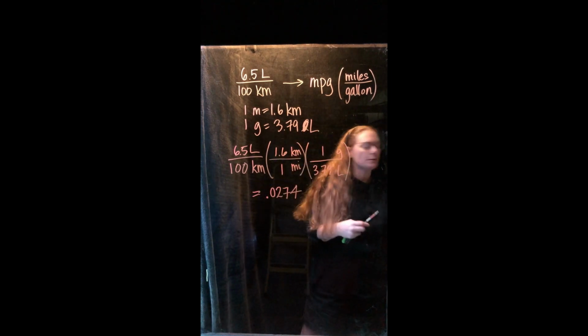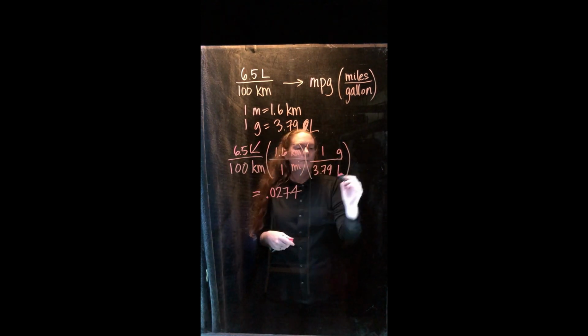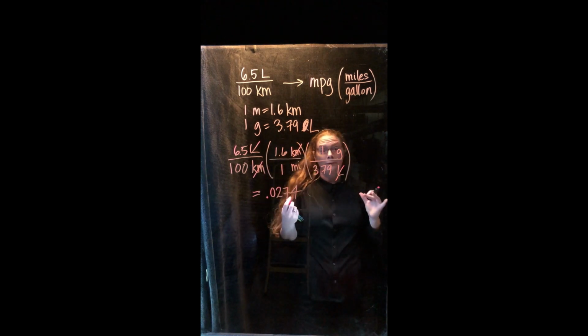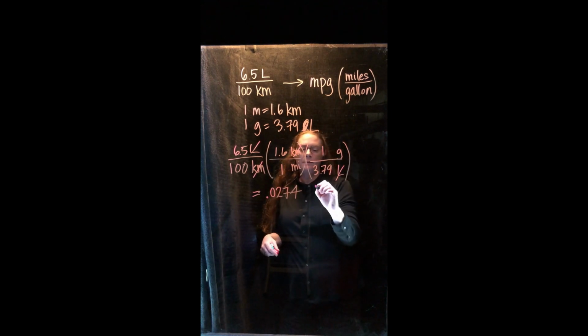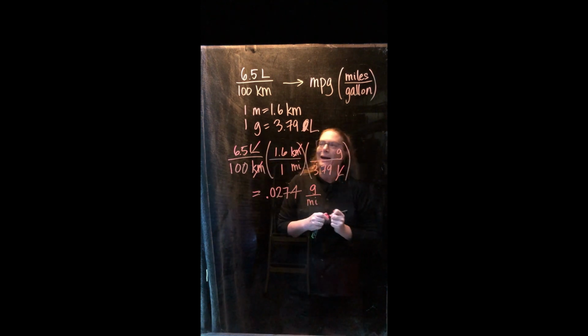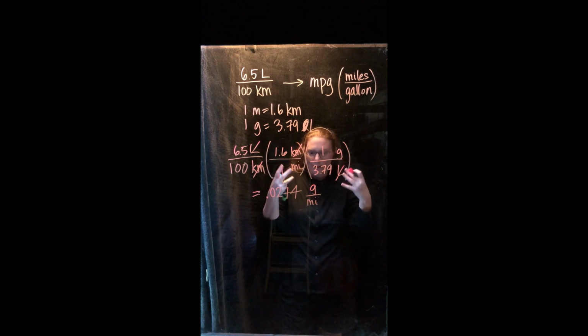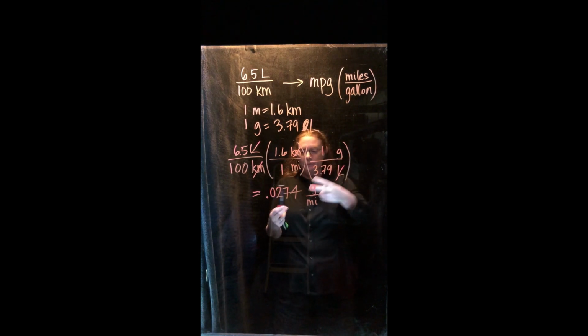Let's look at those units. We get rid of the liters and we get rid of the kilometers. What are we left with? We are left with gallons over miles. We are not in miles per gallon, we're gallons per mile. So how do we get to miles per gallon, which is something more reasonable that we know about? Well, all you have to do is flip it.